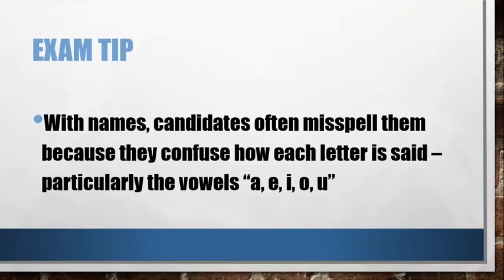Next tip. With names, candidates often misspell them because they confuse how each letter is said, particularly the vowels A, E, I, O, U. So it is actually a good idea to revisit how each letter of the English alphabet is pronounced. Alright, so when they are spelling out the letters of a name, you can write it down correctly.